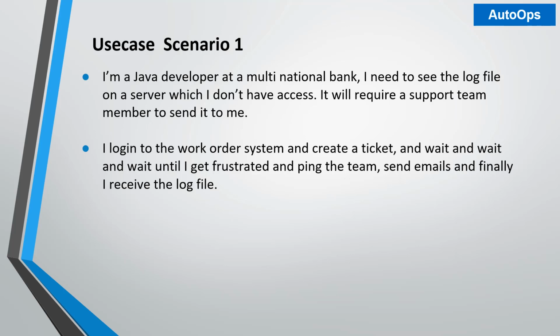Scenario 1. I'm a Java developer at a multinational bank. QA sends a defect ticket to me about an issue regarding an API that they are currently testing. But I'm unable to reproduce the issue in the development environment, so I need to look at the logs from the QA environment. Unfortunately, we don't have a log aggregator, and I don't have access to the QA environment. All I can do is create a support ticket, assign it to the support team, and wait until the support team has time to process the ticket.